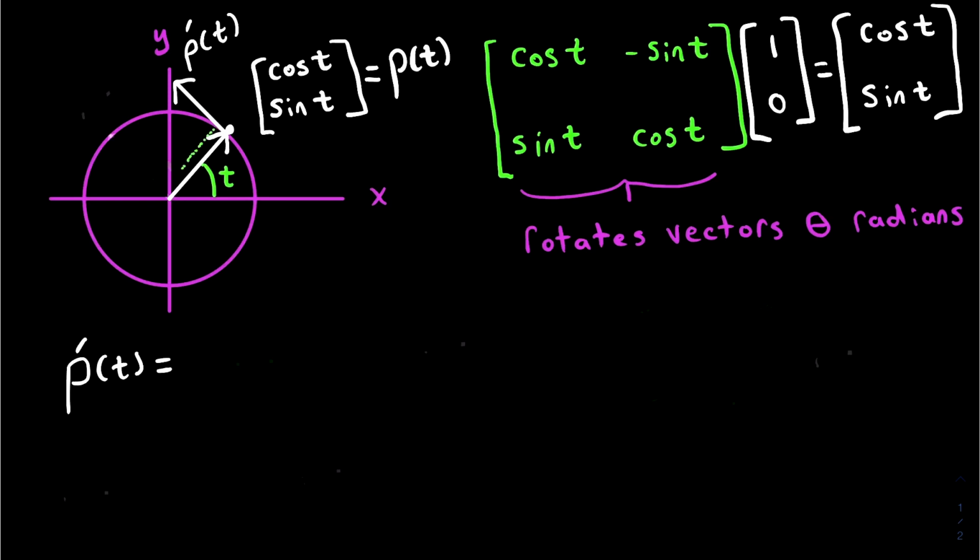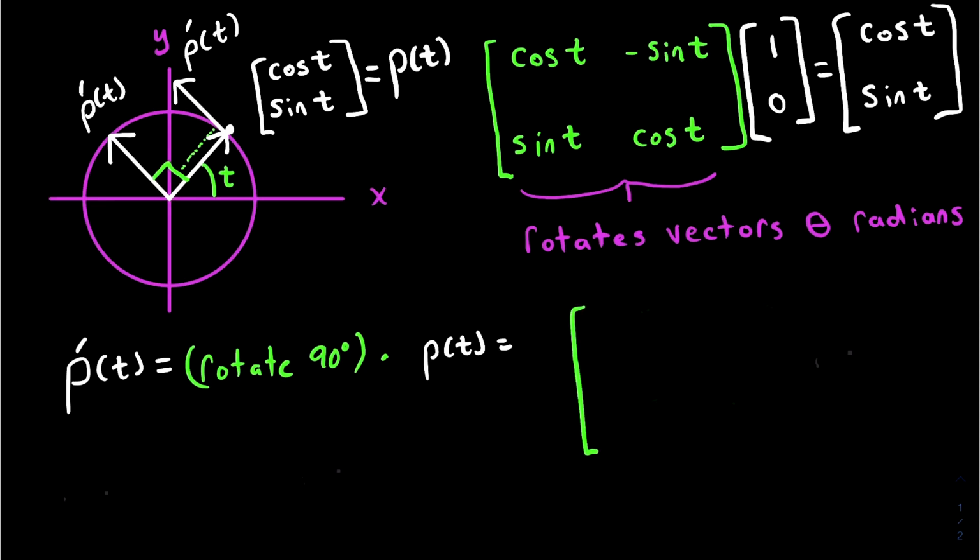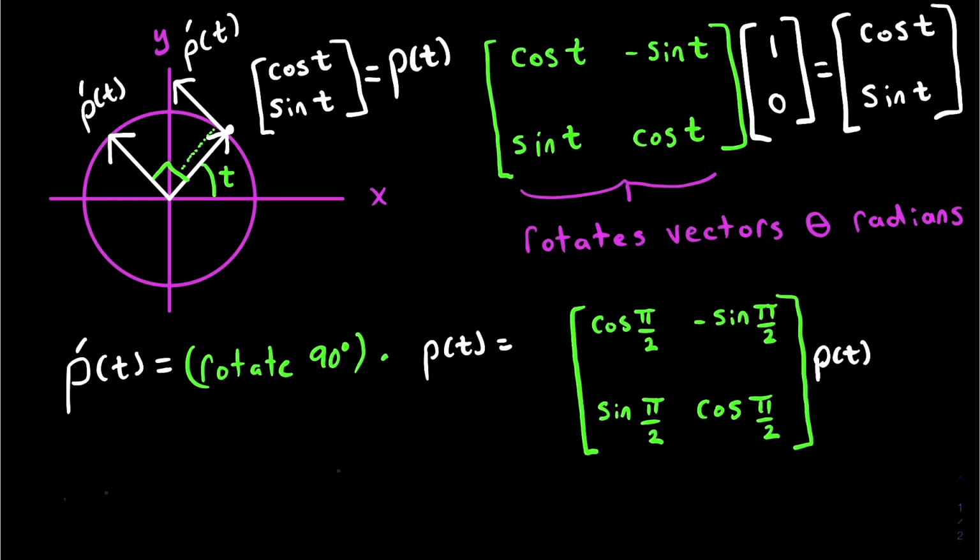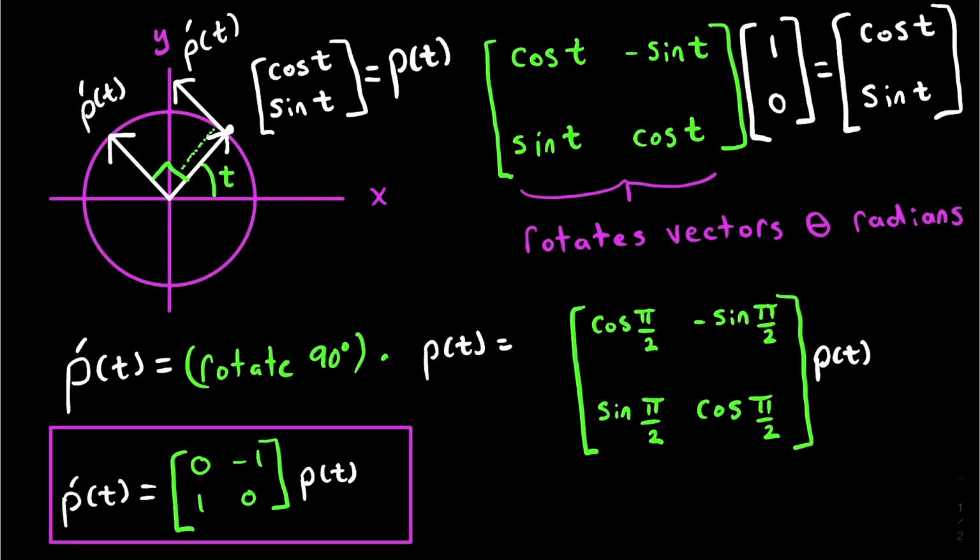Now if you imagine me parallel transporting this vector down to the origin, we see that the relation is that p prime of t is equal to p of t rotated 90 degrees. How do we rotate a vector 90 degrees? Well, we use our rotation matrix and just plug in pi over 2. So computing this out, we find that p prime of t is equal to this matrix (0, negative 1, 1, 0) times p of t. So this differential equation has something to do with traveling in circles, and this is the equation we're going to be looking at as our primary example in this video.